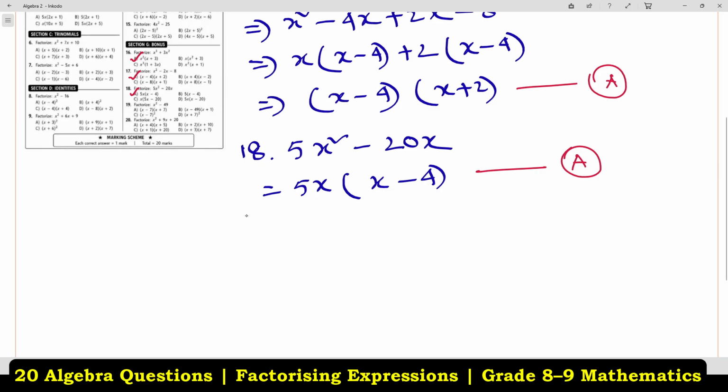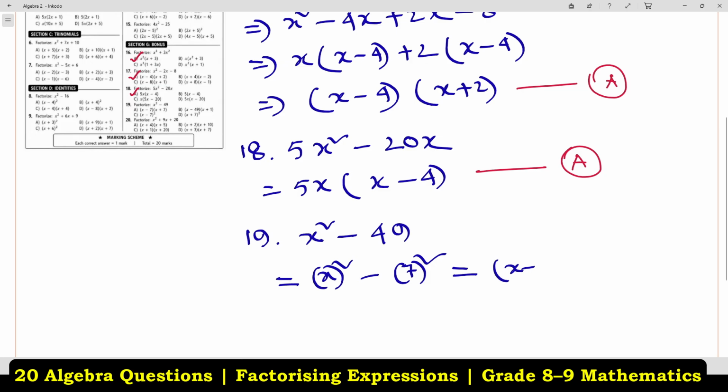19. Question 19. Here is x square minus 49. So this one x square and 49 means 7 square, right? So we can write this one x plus 7 times x minus 7. So which option is same? X plus 7 and x minus 7. It's also number A. It means option A.